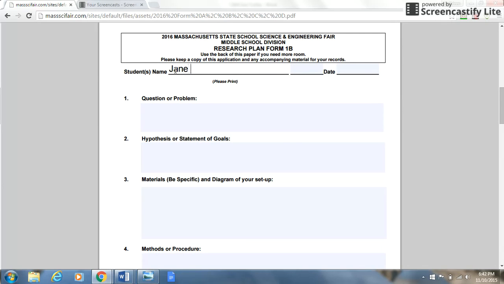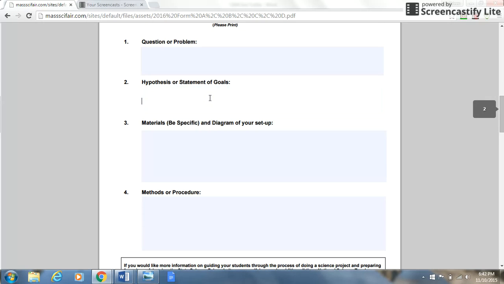We're moving on now to the research plan Form 1B. Student's name again at the top. This is asking about the specifics of the project. The first question is for the student to state the question or the problem to be solved. The second is asking for the student's hypothesis. That should be a testable statement, or the student can be putting in a statement of goals if it's an engineering project. The third question is asking for the materials.